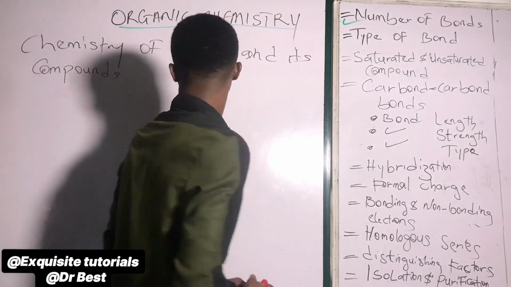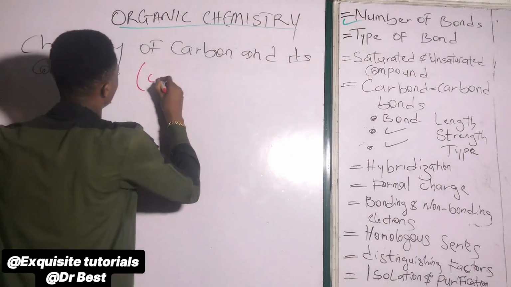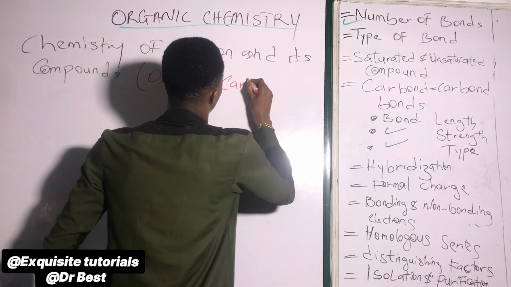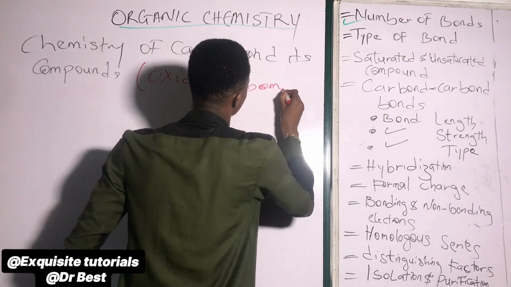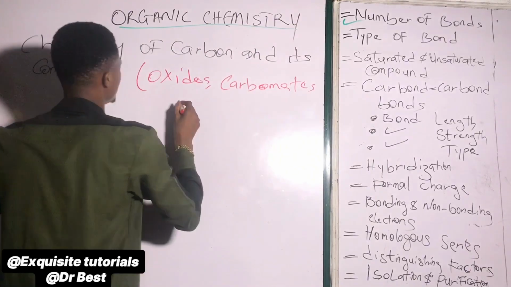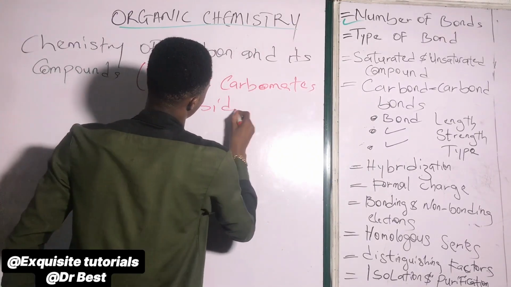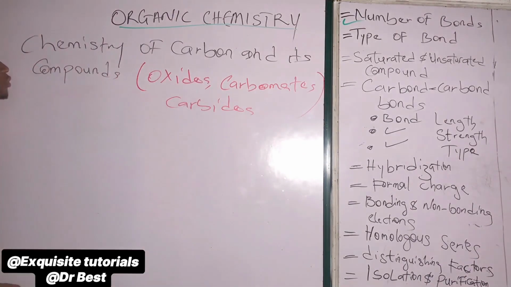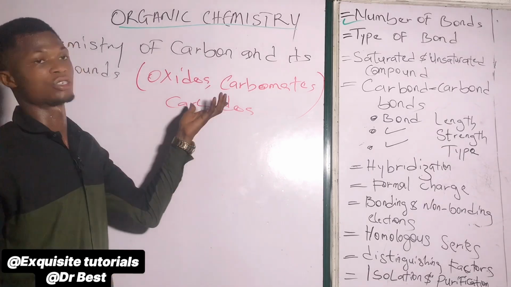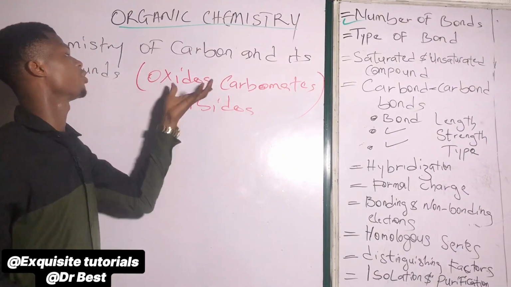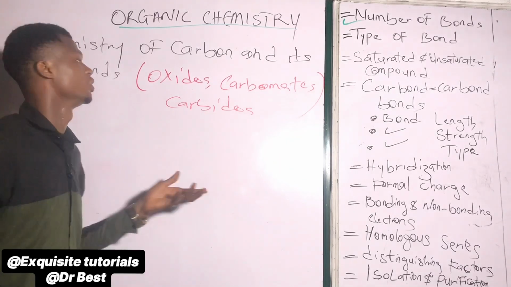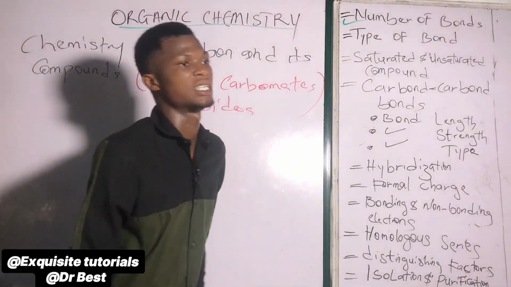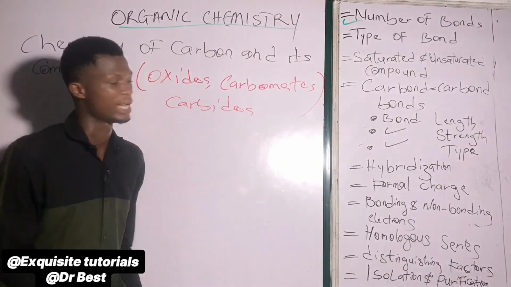But when we are discussing organic chemistry, there are some exceptions that you should know. Oxides are not part of it, carbonates are not part of it, and carbides. So the compounds that are exempted are carbon oxides, carbonates, and carbides. That is to let you know that compounds like carbon dioxide or carbon monoxide are exempted.